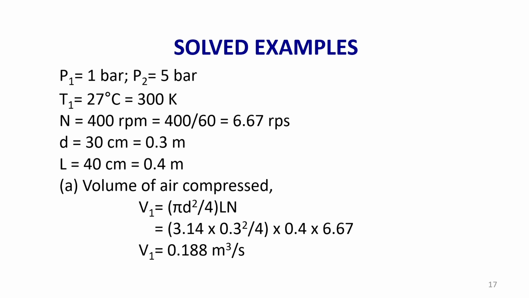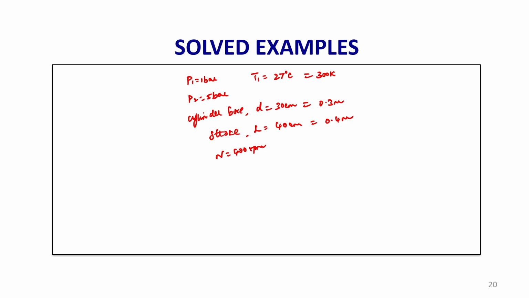First we should know the volume of air compressed. That is pi by 4 d square into L into N. This is a very basic formula for the volume of air compressed.